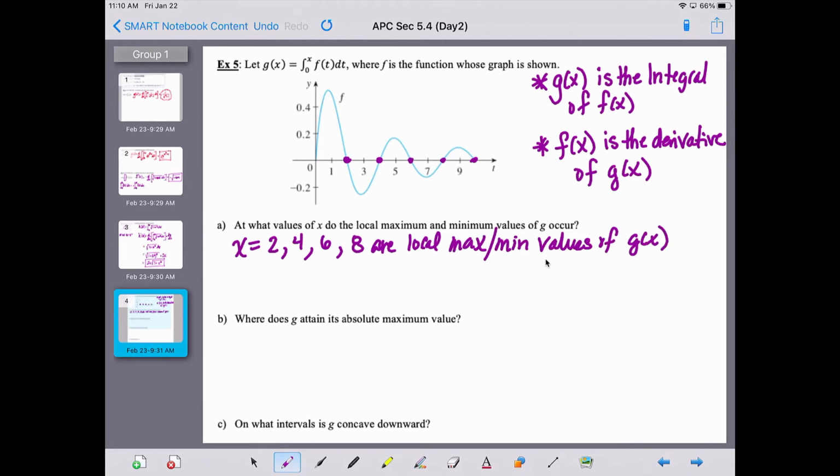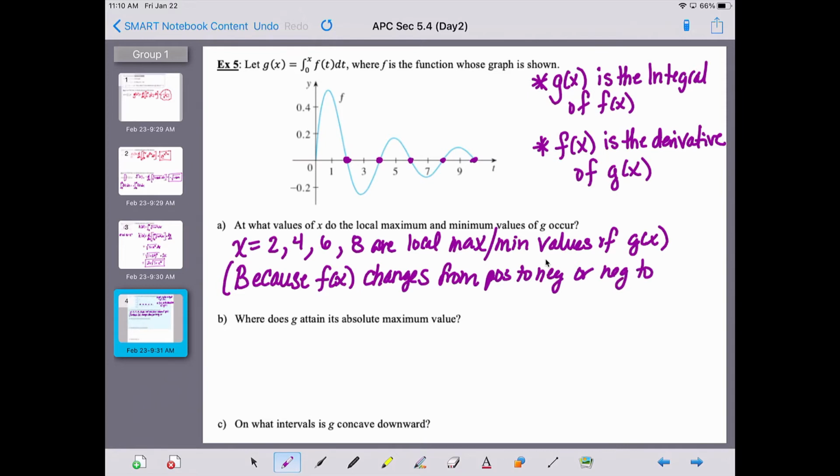Okay, and why is this? This is because f of x changes from positive to negative or negative to positive, right? So anytime our graph crosses the x-axis, changing from positive to negative or negative to positive, that is a location where we know that function's integral or antiderivative had a local maximum or a local minimum value.